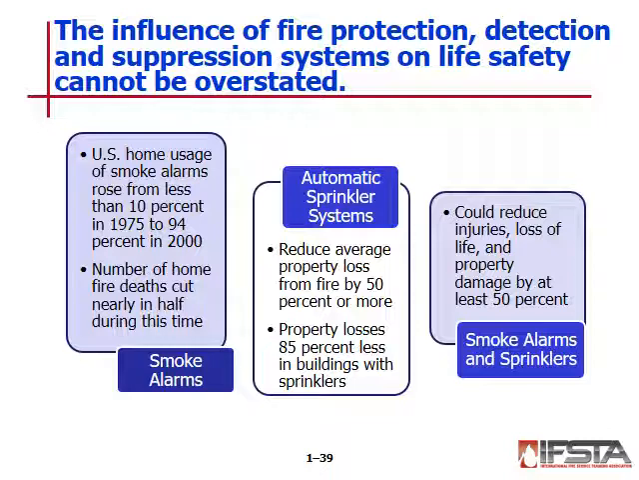The NFPA states that properly installed and maintained automatic sprinkler systems will reduce the average property loss from fire by 1/2 to 2/3. According to the USFA, property losses are 85% less in buildings that are protected with fire sprinklers compared to buildings without sprinklers. The combination of automatic sprinklers and early warning systems in all buildings and residences could reduce injury, loss of life, and property damage by at least 50%.